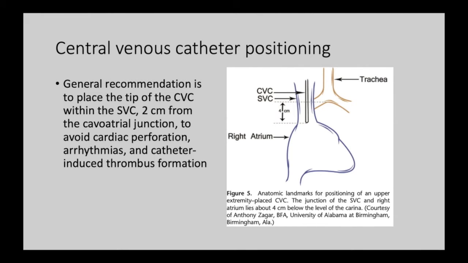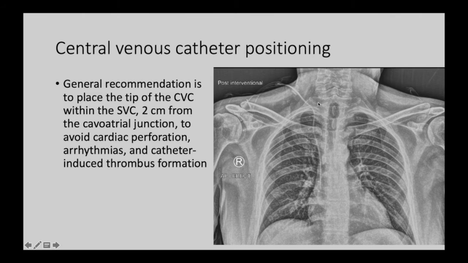Generally, the recommended position to place the tip of the central venous catheter within the superior vena cava is at 2 cm from the cavo-atrial junction to avoid cardiac perforation, arrhythmias, and catheter-induced thrombus formation. Anatomical landmark for positioning of an upper extremity placed central venous catheter is at about 4 cm below the level of carina. And you can appreciate from this frontal radiograph, the tip of the catheter is at about 4 cm below the level of carina.